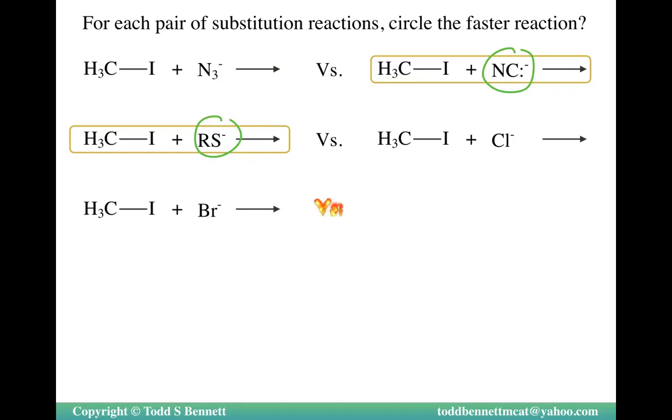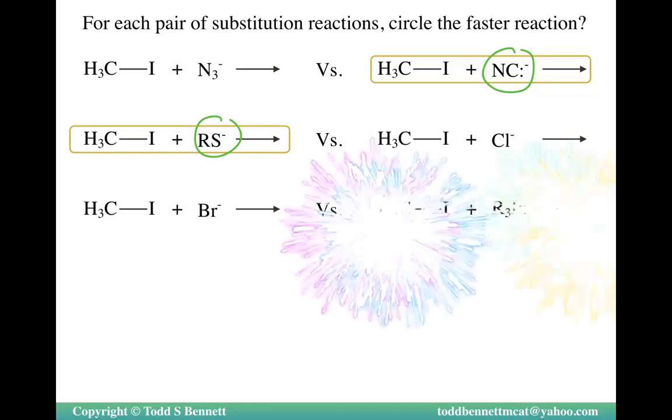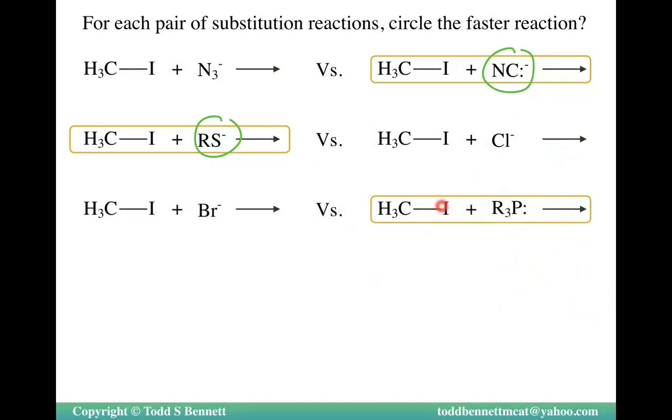So Br minus versus phosphine. This one, hopefully you recall, phosphines were really close to the top of the list. They're like an amine. So 3 R groups donate in, make it more nucleophilic, make it a better reaction with this electrophile. So better nucleophile in that case.